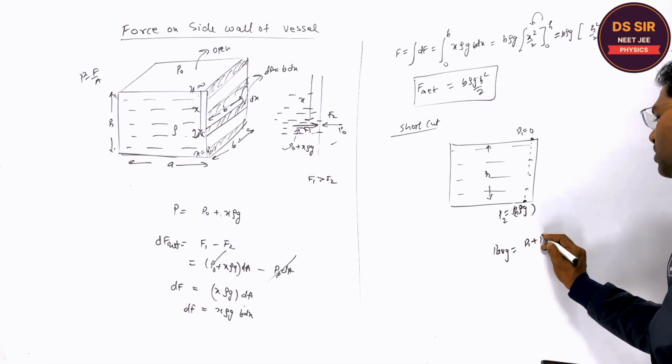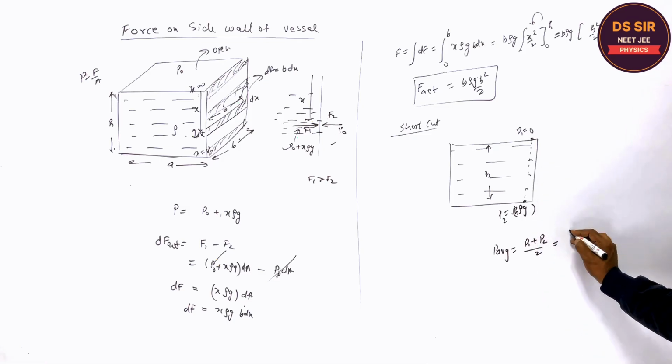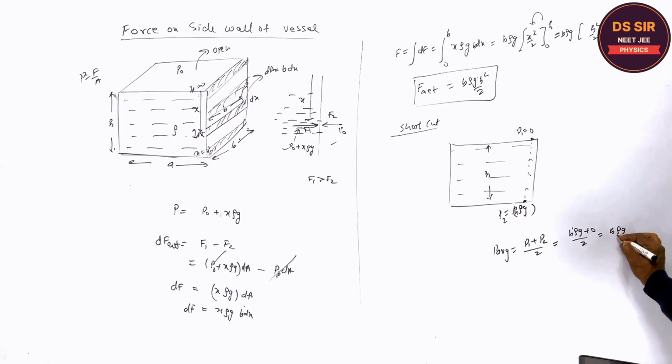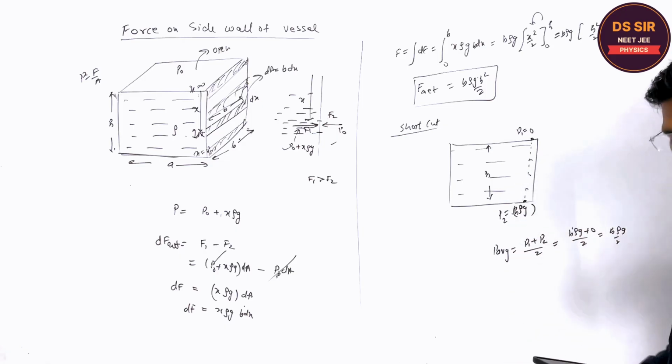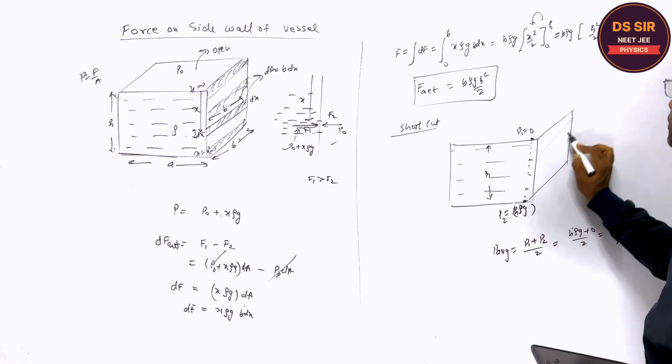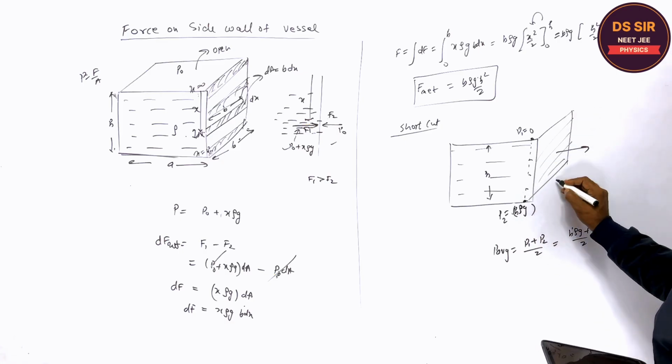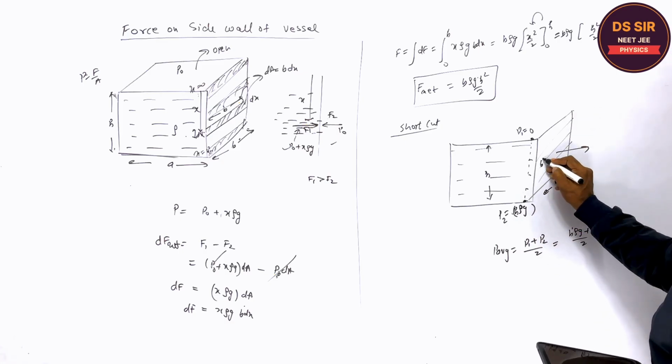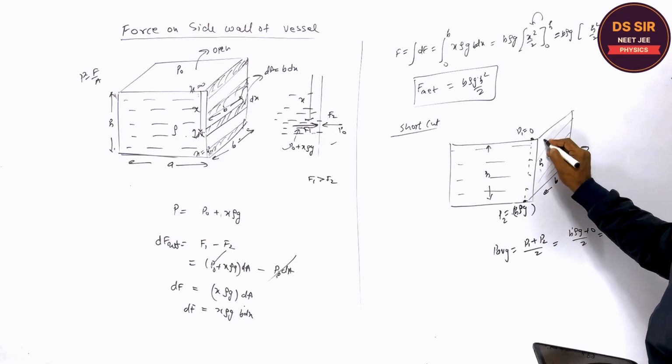The average pressure is (P1 plus P2) by 2, that is H rho G by 2. First you have to find the average pressure. Then what is the area of this side wall? The area is B into H. This is the B, this is the H.